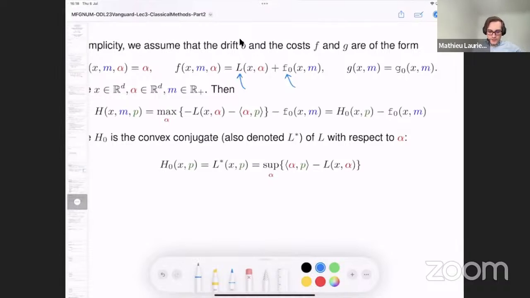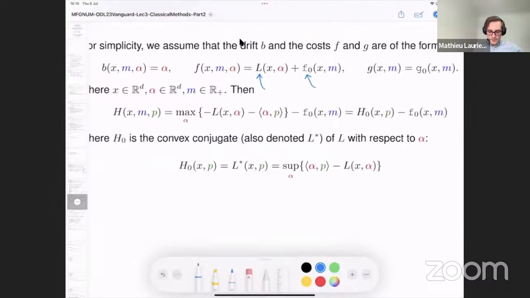If you look at the definition of the Hamiltonian, where p is the adjoint state, then you realize that here in general, I would have b of x, m, and alpha times p. And because b is just alpha, I have this inner product or dot product between alpha and p. I will use the two notations interchangeably. And here, because I'm in dimension 1, it will be just alpha times p. Alpha will be a real number, and same thing for p.